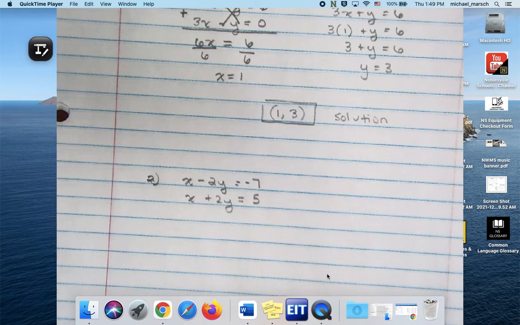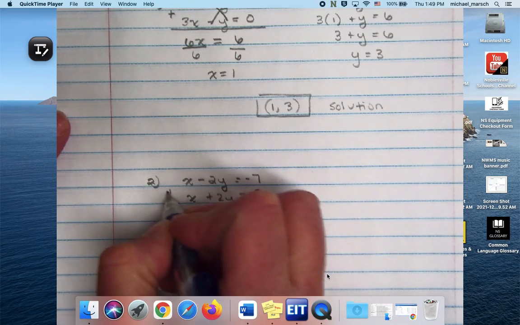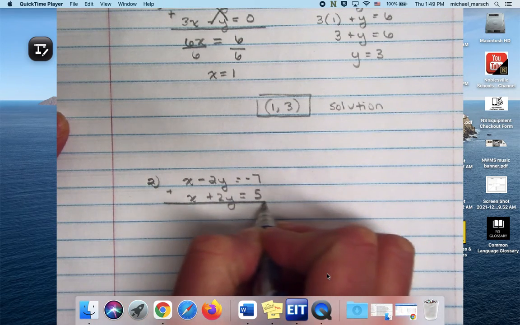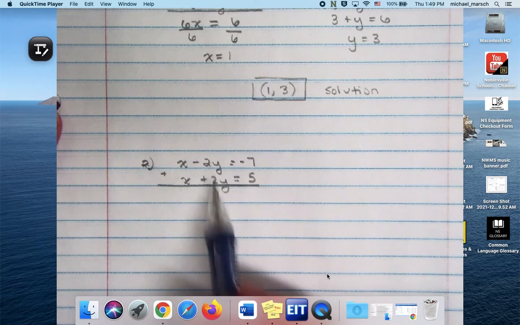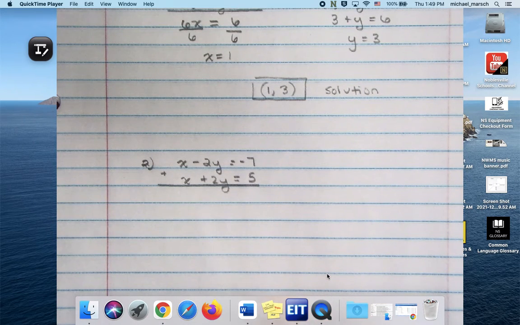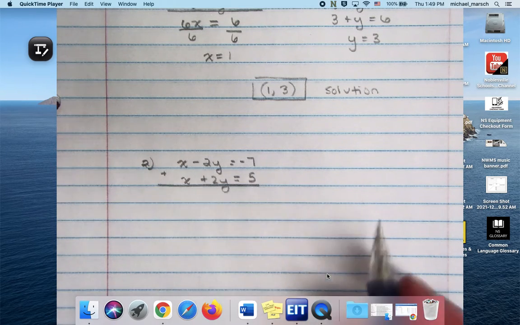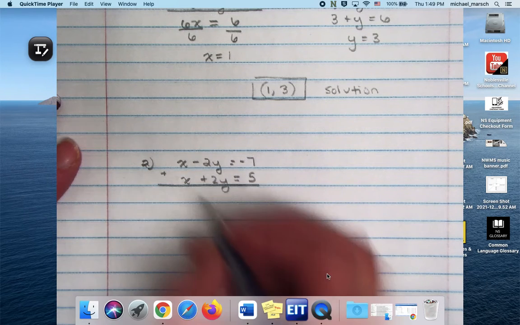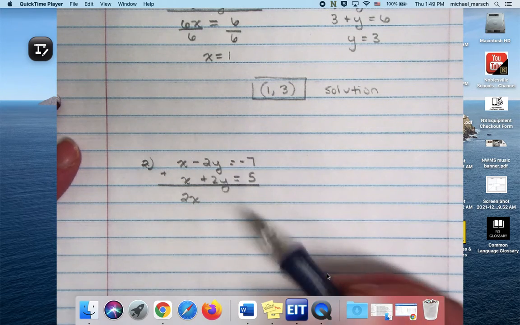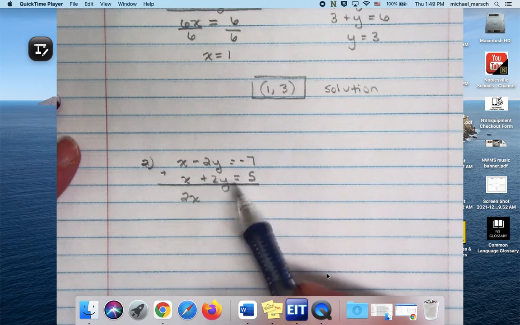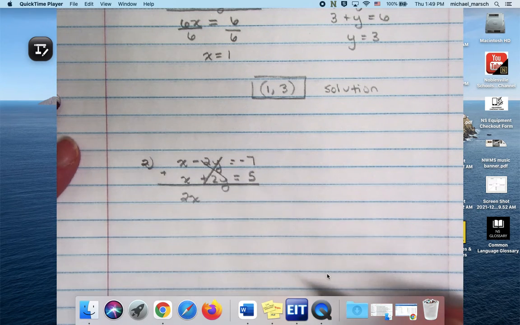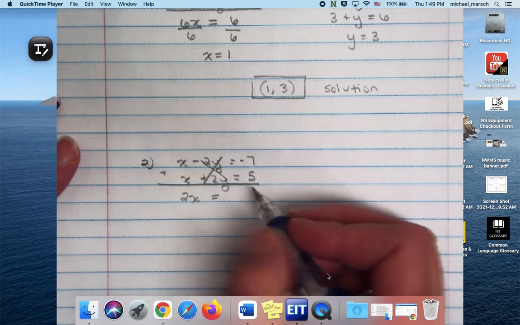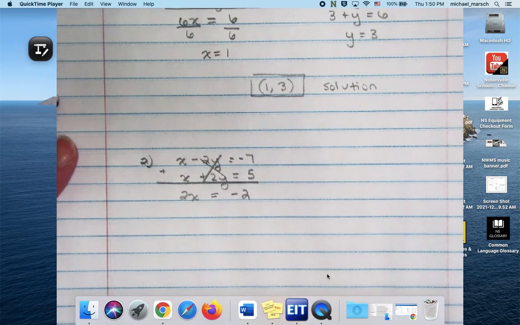Okay, so I'm going to set this up like an addition problem again, where I combine the terms that are lined up. If your variables are not lined up, that's going to be a step you need to do. You can't use elimination between an x and a y. 1x plus 1x, 2. Negative 2y plus 2y, gone. Those eliminated each other. And then negative 7 plus 5, negative 2.